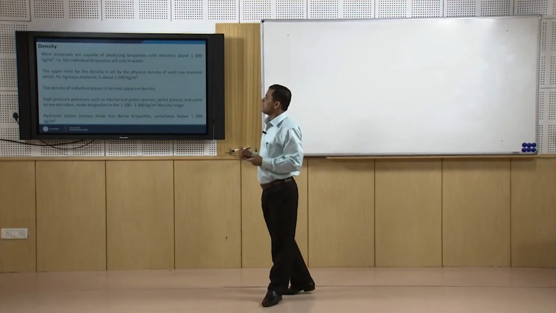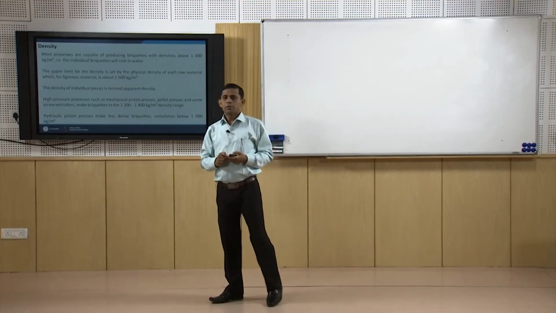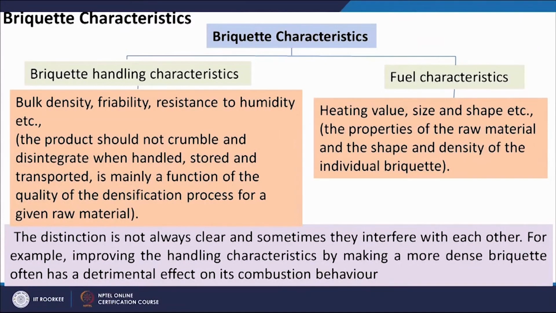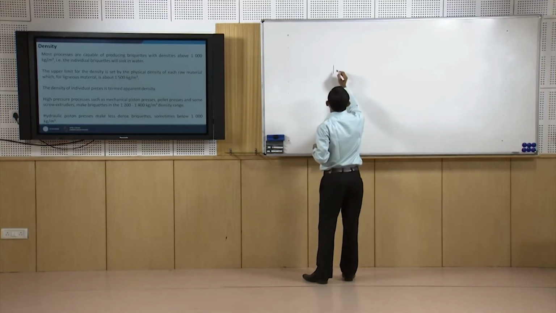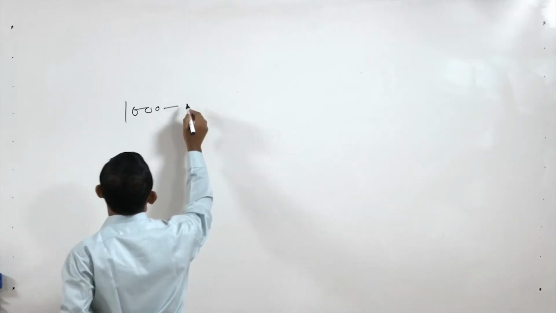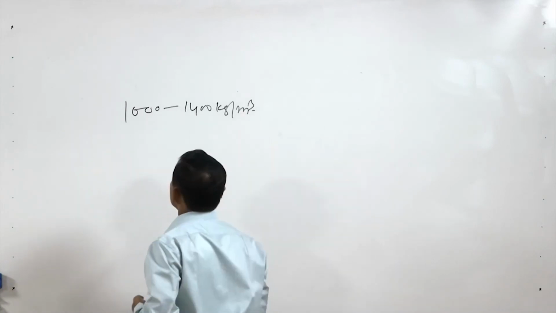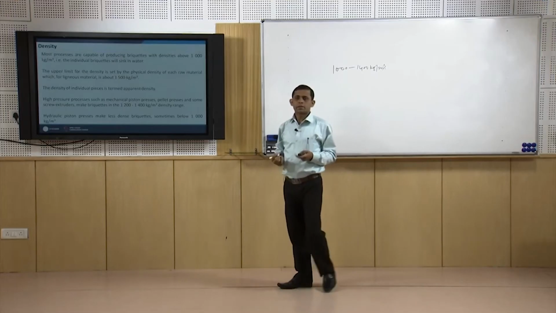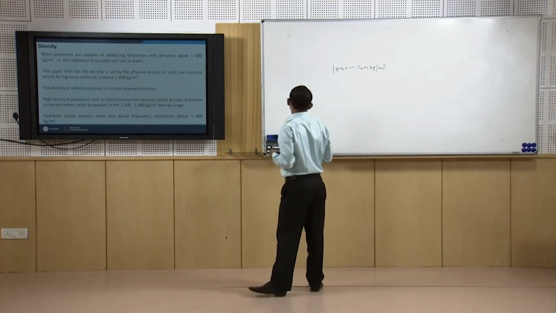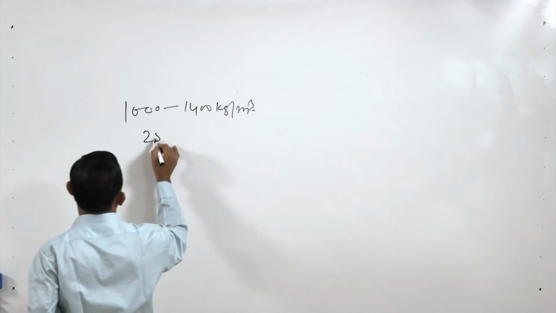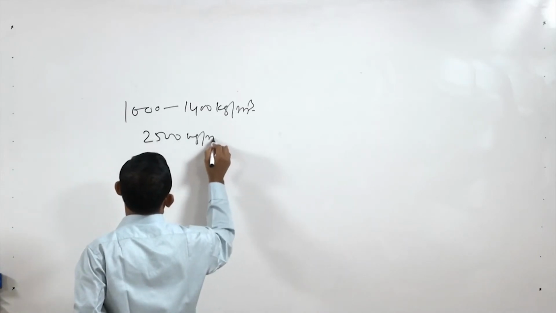At first, let us discuss the density. In the previous modules we have seen that for screw press we can get 1000 to 1400 kg per meter cube density of the briquettes, but if it is a piston press, we can even get up to 2500 kg per meter cube.